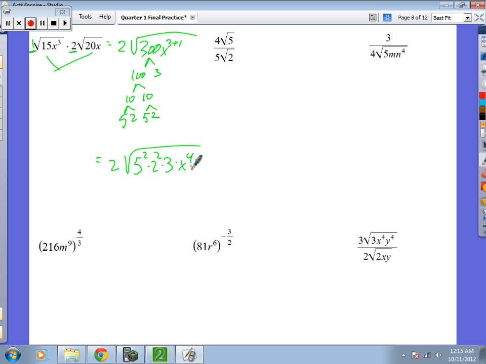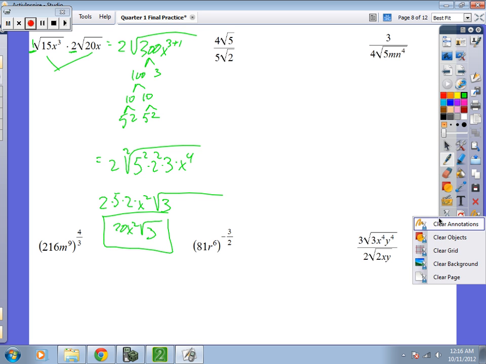Okay, now let's start pulling stuff out. Let's pull out in sets of 2. On the outside I got a 2. Anything that comes out, I multiply it. I'm going to pull out a 5. I'm going to pull out a 2. The 3 stays put. And I'm going to pull out x squared, because there's 2 sets of 2 in the 4. So multiply all your terms on the outside. I got 2, 5, and a 2. That's a 20 x squared on the outside. Underneath is just your 3.